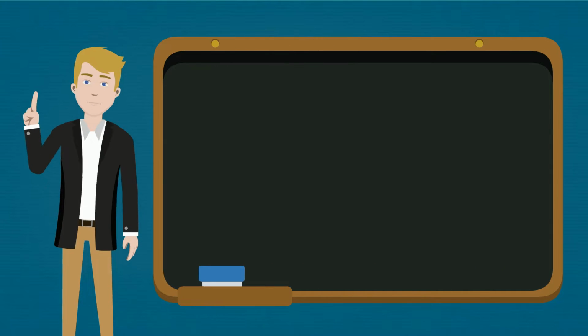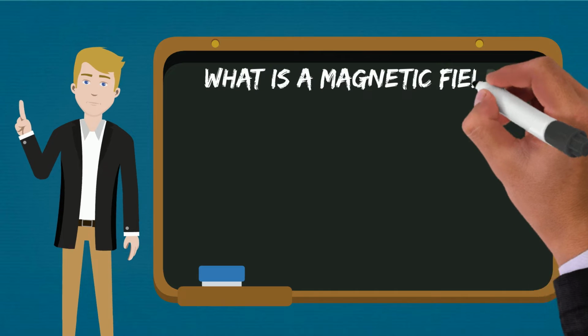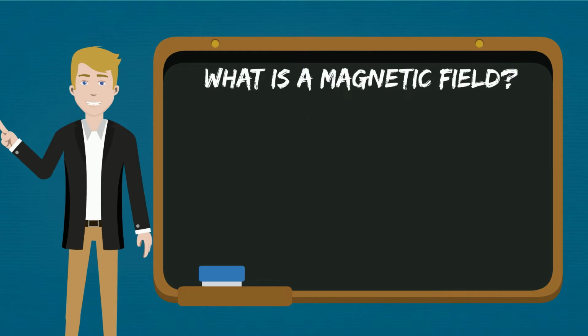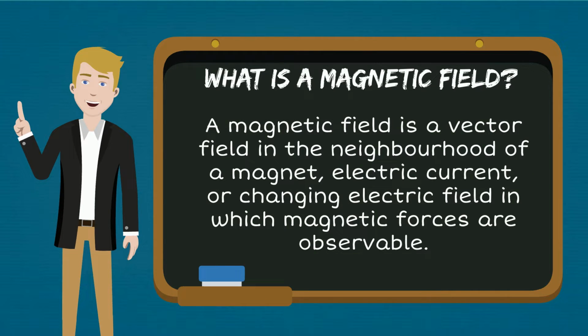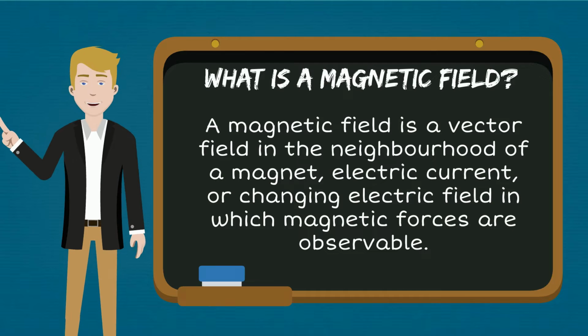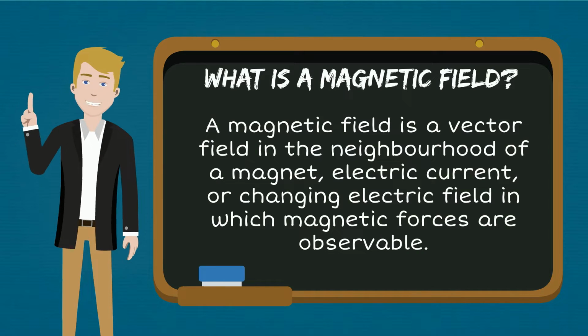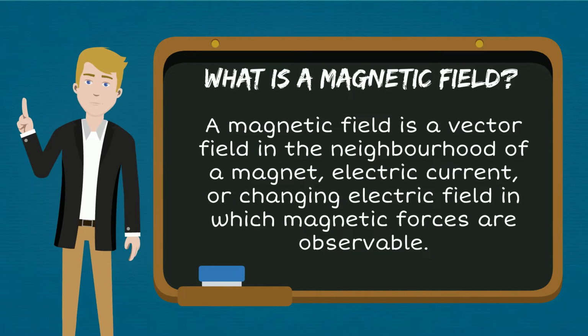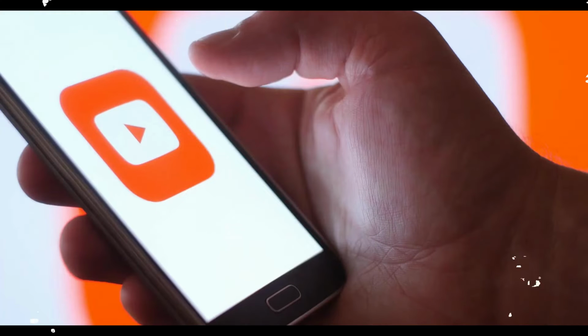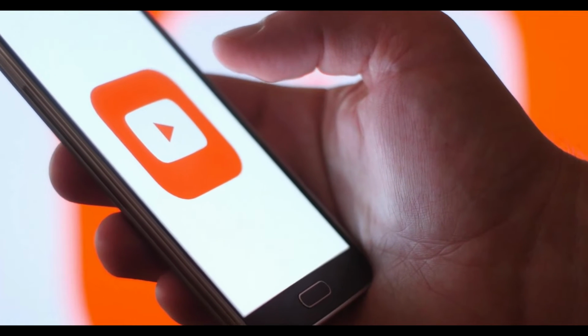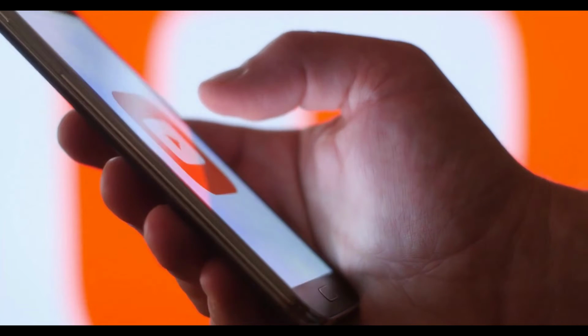To learn about this topic, first, we have to know what is a magnetic field. A magnetic field is a vector field in the neighborhood of a magnet, electric current, or changing electric field in which magnetic forces are observable. To know more about magnetic field and how it is produced, click on the I button.